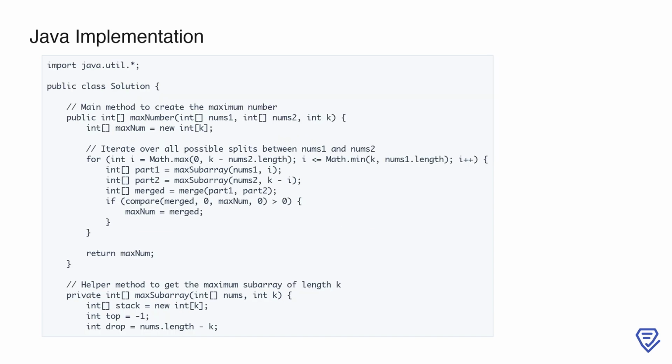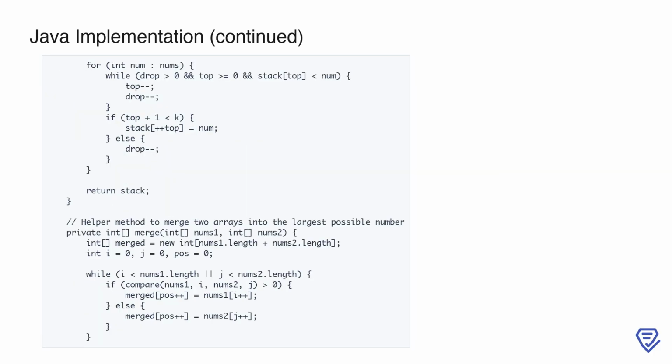Here, we start with the maxNumber method, which is the main function responsible for constructing the maximum number of length k from two input arrays, nums1 and nums2. The key idea is to iterate over all possible splits of the length k between the two arrays. For each split, we determine the maximum subarray of size i from nums1 and the maximum subarray of size k - i from nums2 using the maxSubarray helper method. These two subarrays are then combined using the merge method to form the largest possible number. After merging, we compare the result with the current maximum number stored in maxNumber using the compare method. If the new merged array is larger, we update maxNumber. The method finally returns the maximum number array once all splits have been evaluated.